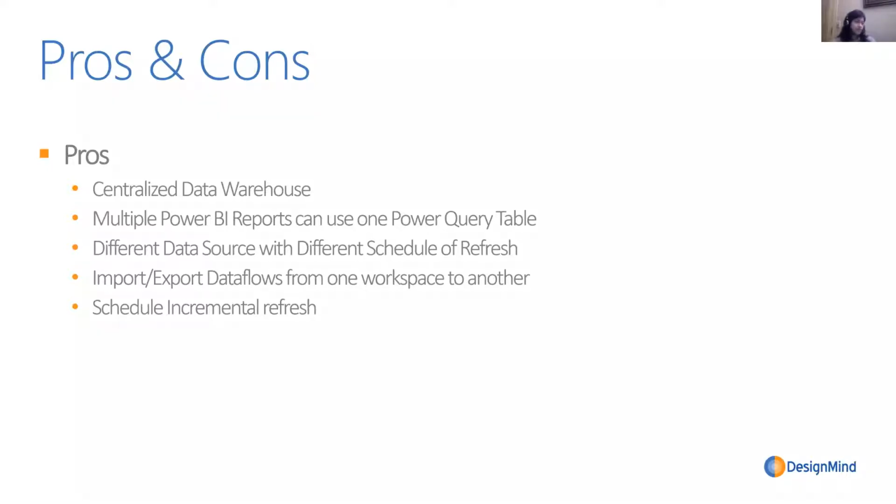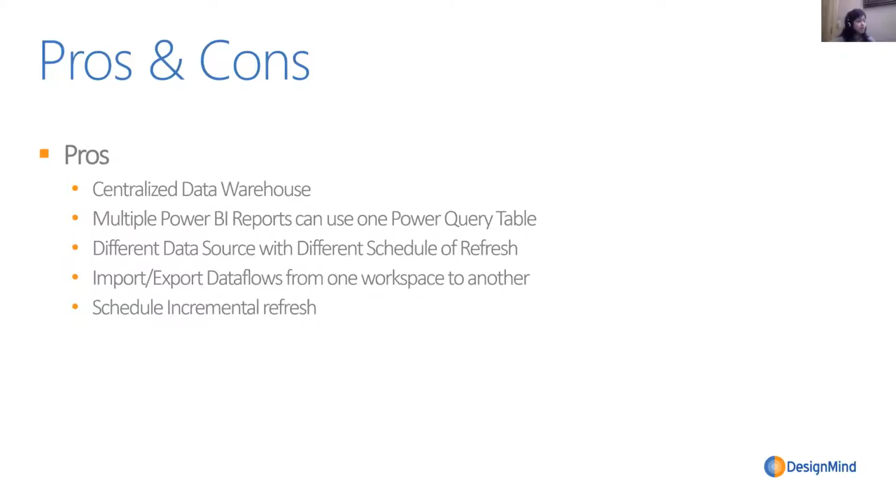The third point which I have pointed out is different data sources with different schedules of refresh. So for example, in your organization, if you have a set of entities that needs to be refreshed either daily or hourly, and another set of entities that needs to be refreshed once a week or maybe once a month, in Dataflow we have the option to create separate data flows for those types of entities and schedule the refresh accordingly. And this saves a lot of resource consumption.